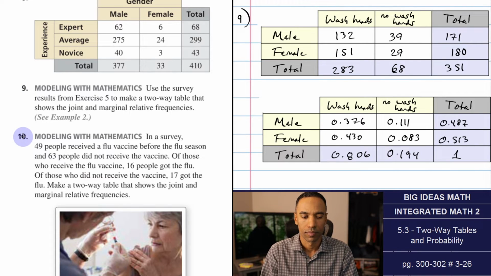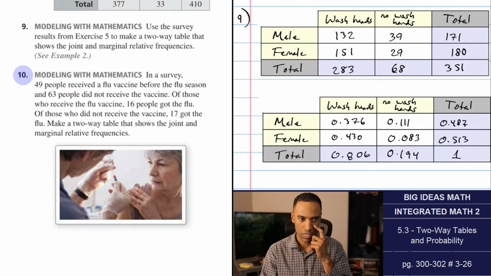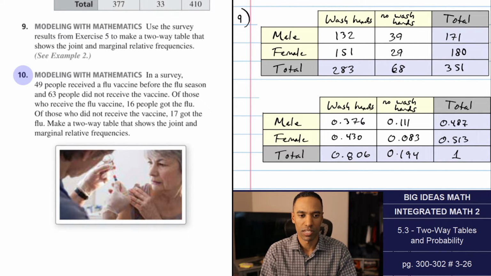Number 10. In a survey, 49 people received a flu vaccine before the flu season, and 63 people did not receive the flu vaccine. Of those who received the flu vaccine, 16 got the flu. Of those who did not receive, 17 got the flu.